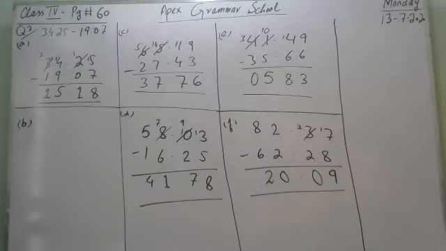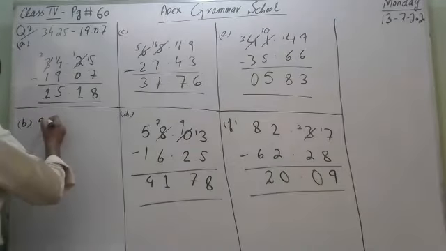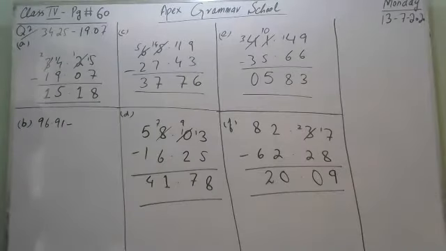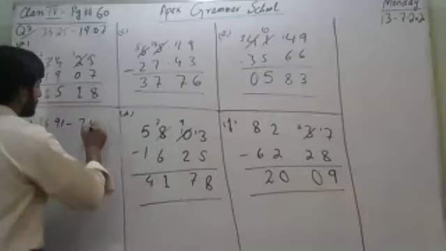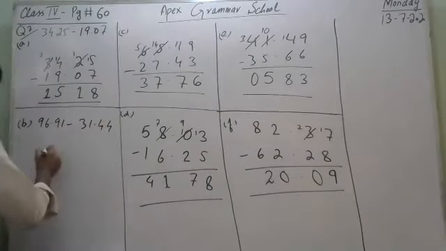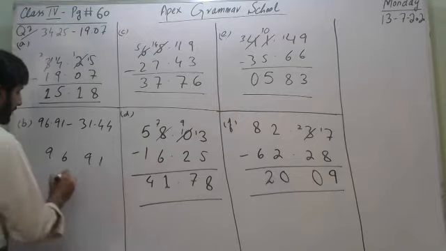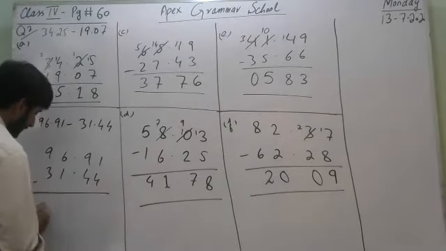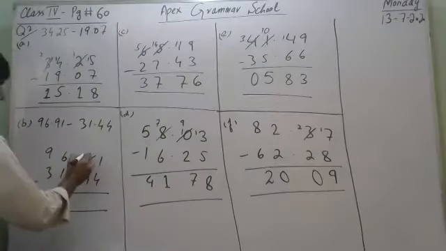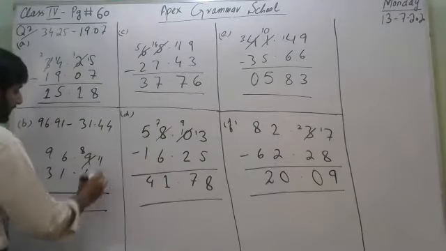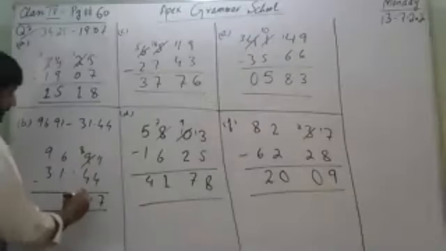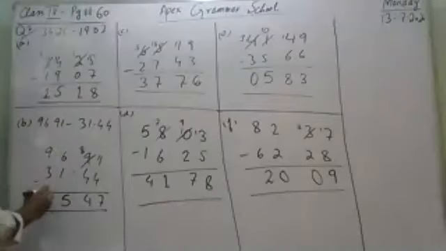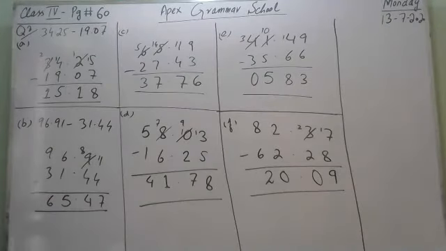B part is 96.91 minus 31.44. 96.91 minus 31.44. 11 minus 4, this is 7. 8 minus 4, this is 4. 6 minus 1, this is 5. And 9 minus 3, this is 6.